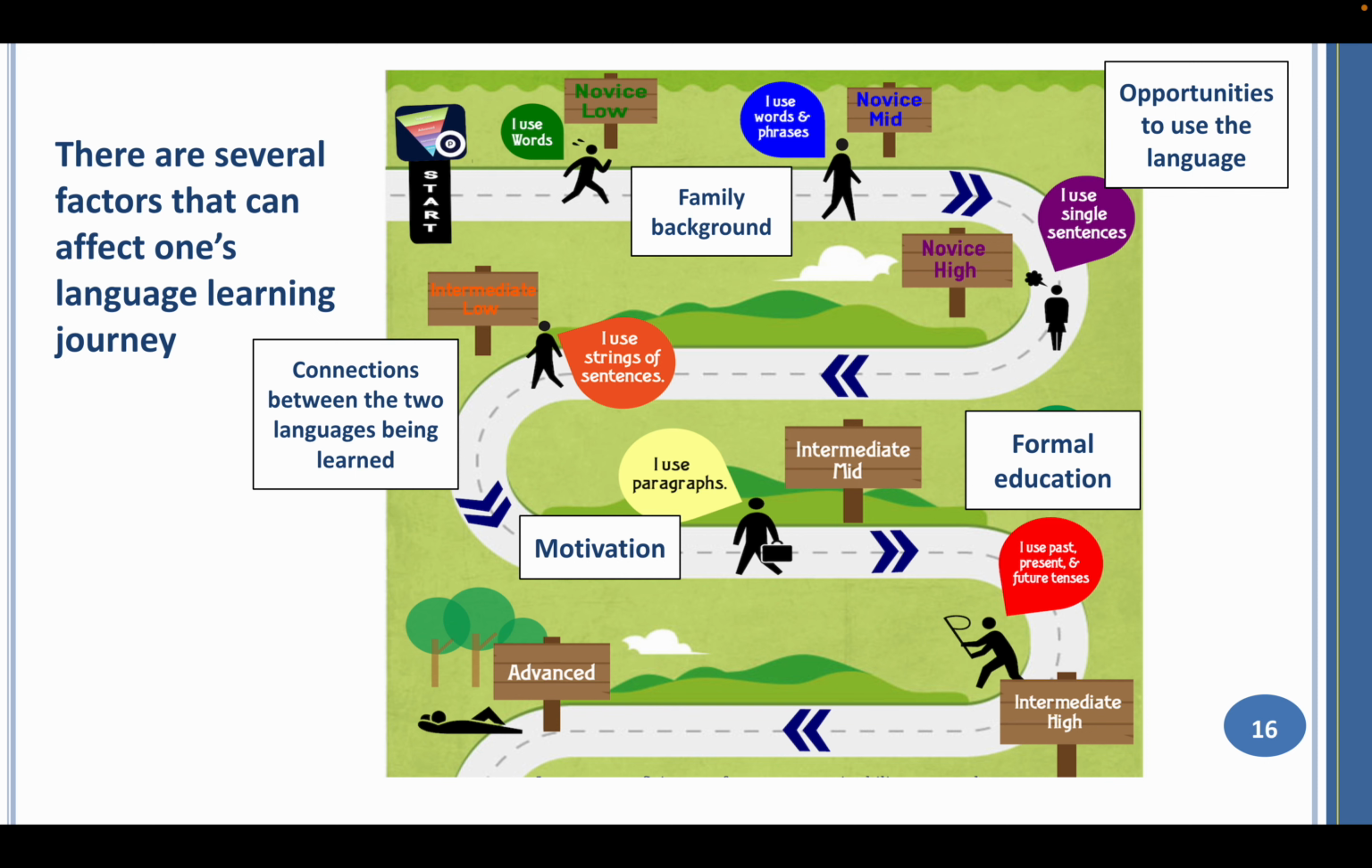We want to take some time to remind all our families that there are several factors that can affect one's language learning journey. These might be family background, opportunities to use the language, the connections between the two languages being learned, a student's motivation, and the opportunity that students have to learn that language in a formal setting. All of these affect one's language learning journey, and not every student will have the same path. But remember, along this road, they are learning both social and academic language.